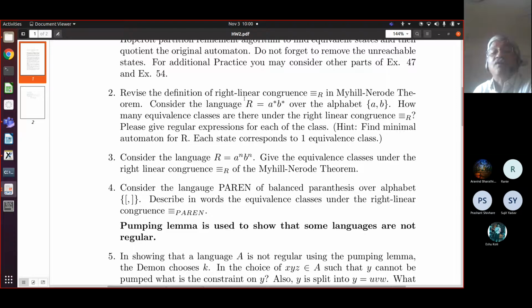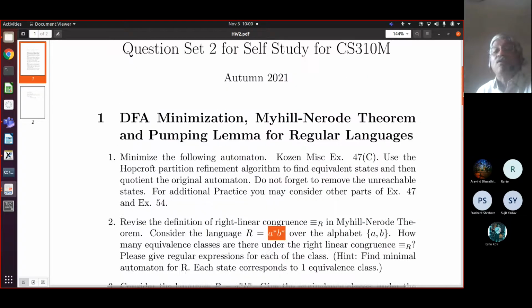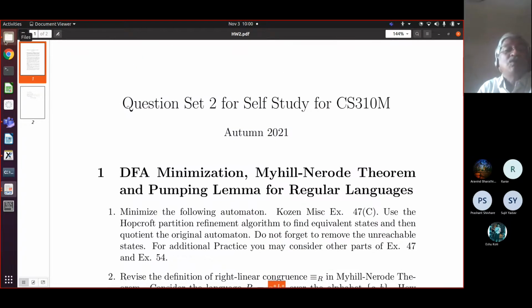There are a few questions in the homework which deal with finding the equivalence classes for a given language R in its language induced equivalence, and we just calculated it for a raised to n, b raised to n. We can also calculate it for a star, b star. So shall we do that? If there are no questions, can I solve a few questions from homework 2?